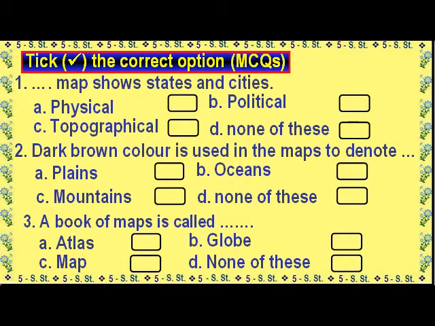Tick the correct option. Dash map shows states and cities. Physical, political, topographical, none of these. The correct option is political. Dark brown color is used in the maps to denote dash. Plains, oceans, mountains, none of these. The correct option is mountains. A book of maps is called dash. Atlas, globe, map, none of these. The correct option is atlas.